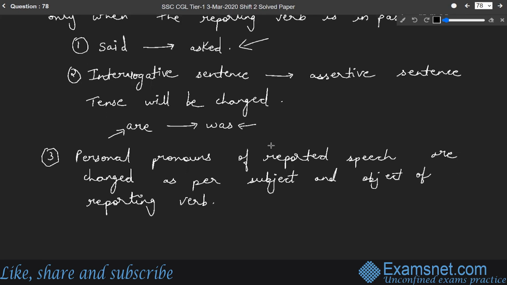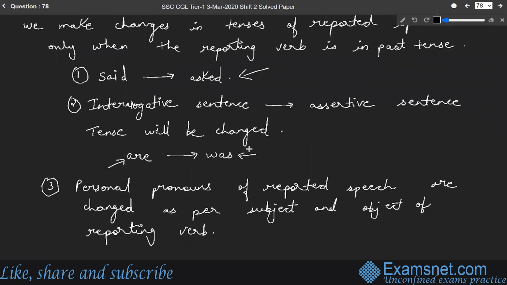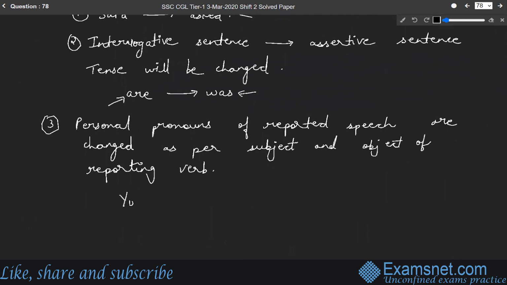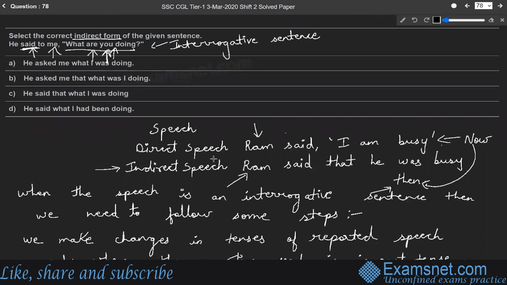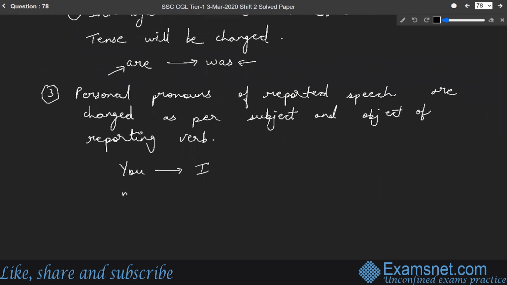So here in this sentence, you can see that the second person is you. You is a personal pronoun here. So here you will be changed to I. And the word me will be hidden. When we change it to the indirect form, then this word me will be hidden. What is me here? Me is the object. So me will be hidden.